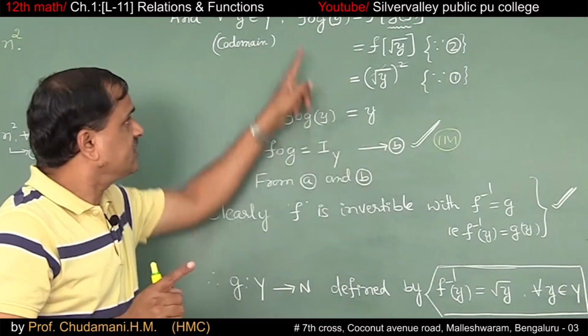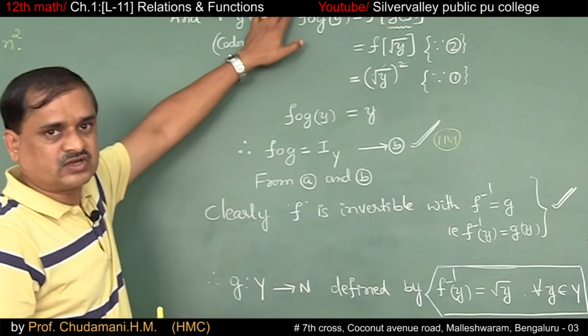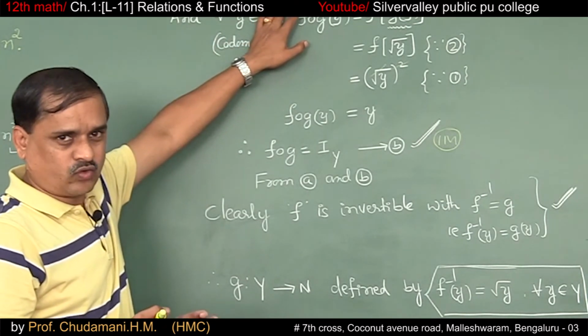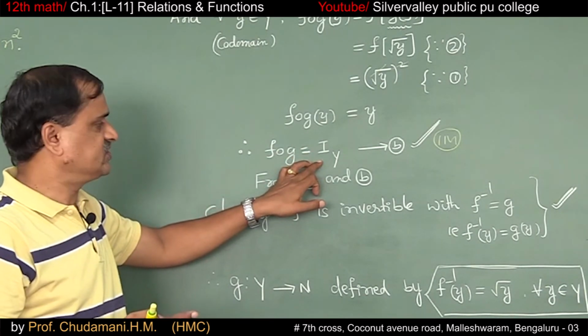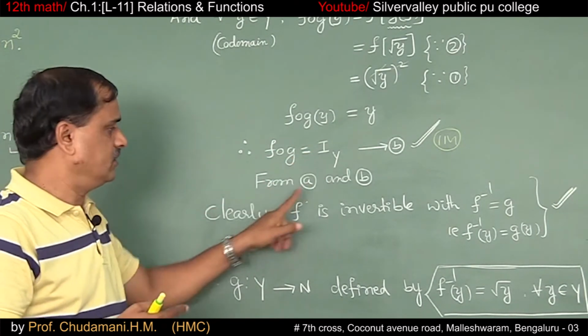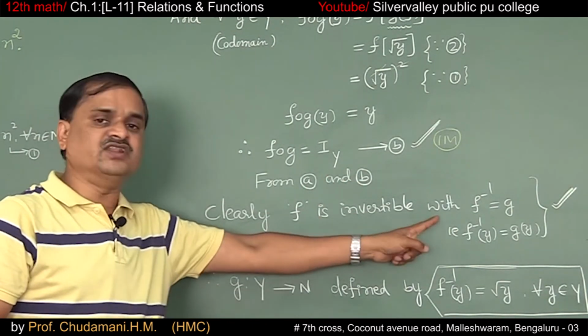Okay. So after writing the conclusion from A and B, gof is an identity function on the set A, domain, and fog is an identity function on the set B, codomain. If you use the definition, clearly f is invertible.